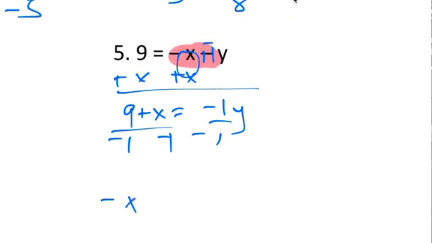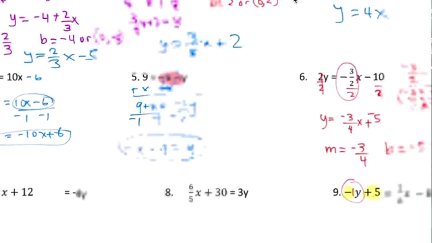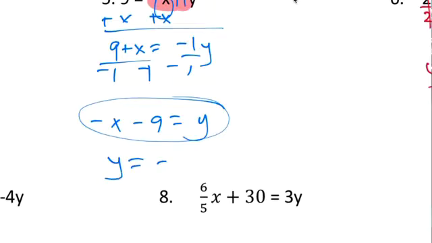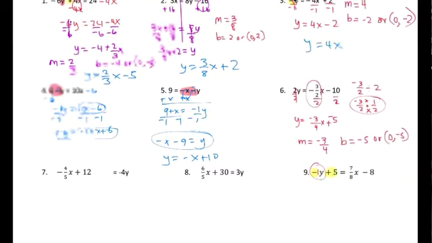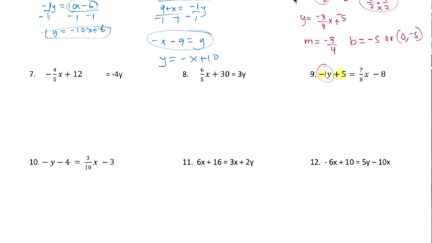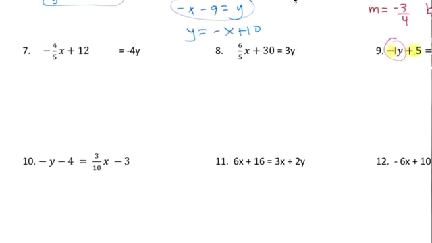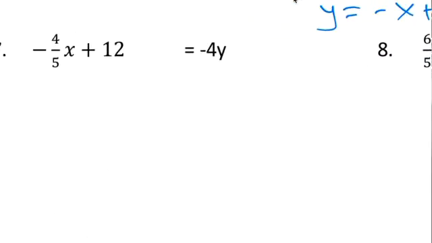So negative x minus 9 equals y. Parallel: y equals negative x plus 10. Notice the slope's the same. Okay? And then for these here, this one's on the wrong side, so we only need to get rid of that one.